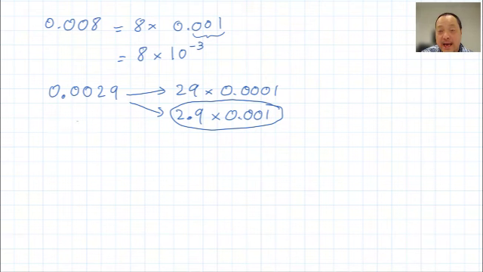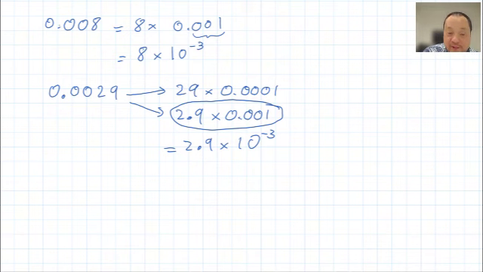Same reason as with the large number, we choose to make sure that this part right here, the digits or the coefficient, is in the range of 1 point something to 9 point something only. We don't go over to like 29. We don't go over that. And that makes this 2.9 times 10 to the what? Negative 3, because it has 3 decimal places.